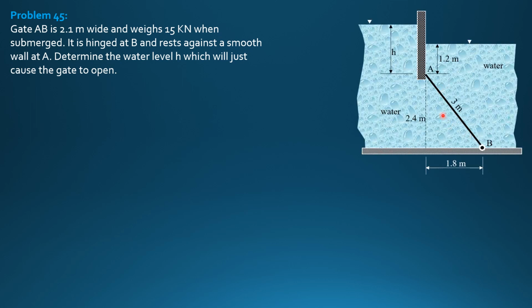There are two liquids, the same liquid, water, on the left side and on the right side. And the gate is totally submerged, so the height of the gate to be considered is 3 meters and it's 2.5 meters wide into the screen. So let's locate the centroid. The centroid of the gate is common to the left and to the right because it is totally submerged.